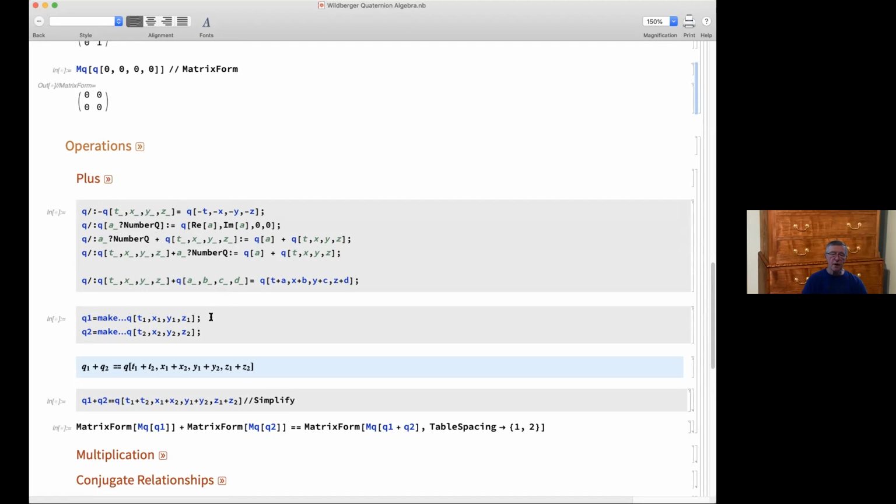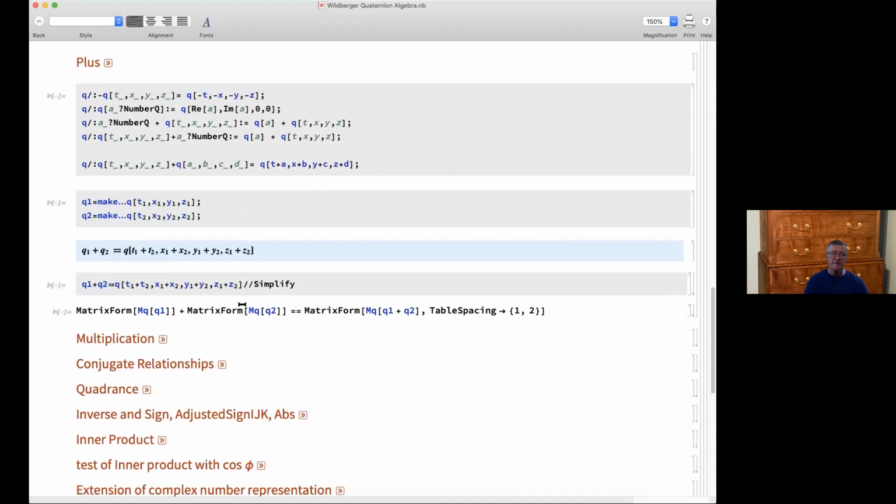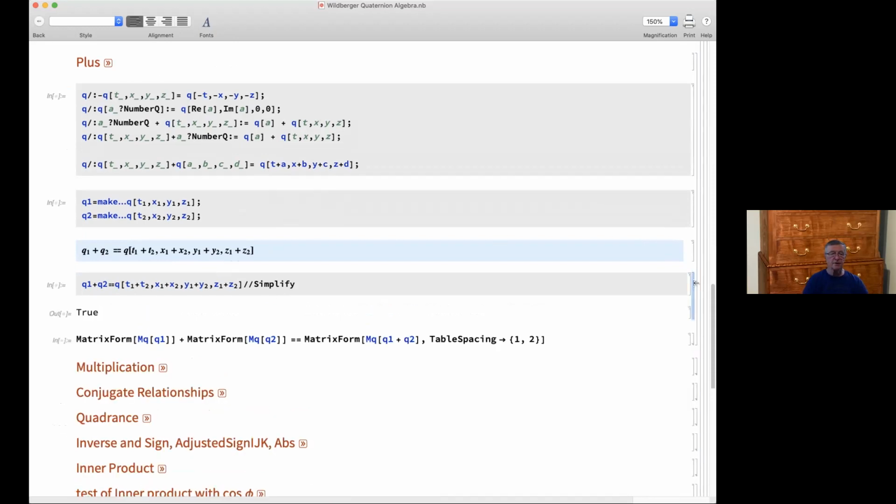In this regard, I also wanted to investigate, could I use subscripts as I might do in a typical fashion? So I made one quaternion with T sub 1, X sub 1, Y sub 1, Z sub 1, and Q2 respectively. And then I wanted to see if I could add the two together, and Mathematica would track. And of course it does. Q1 plus Q2 then equals term by term, even including symbolics and subscripts. So that's nice. That means I can keep things in a consistent fashion.